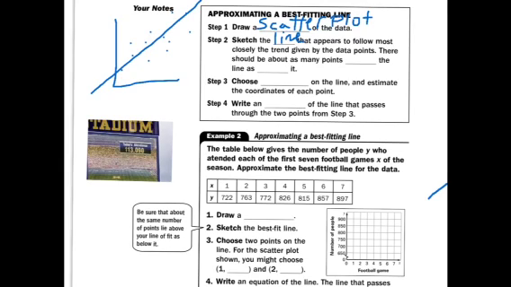There should be just about as many points above it as below it. I threw that one together pretty quick, but I got 1, 2, 3, 4 above, 1, 2, 3, 4, 5 below. So that's about the same. You're going to choose 2 points that are on the line, and then you're going to write an equation for those 2 points. Just like we've done in the past, you know how to write an equation, find the slope and all that stuff.